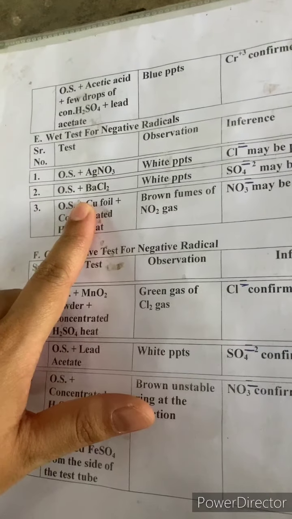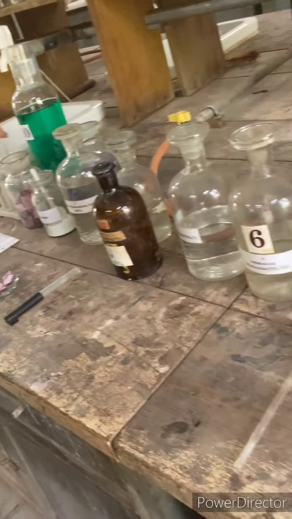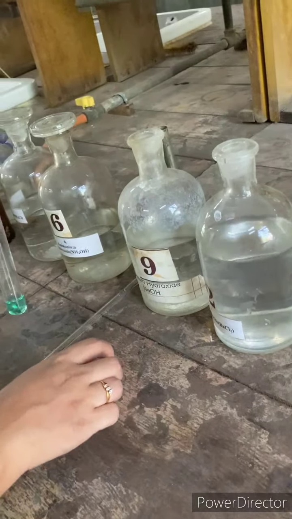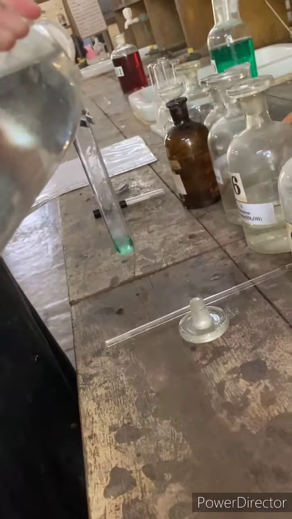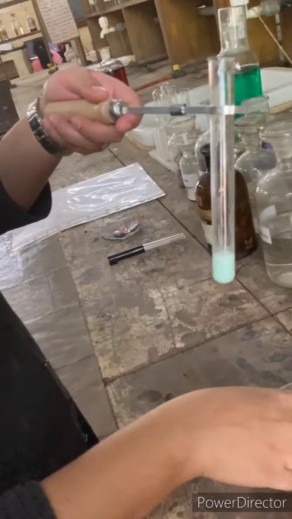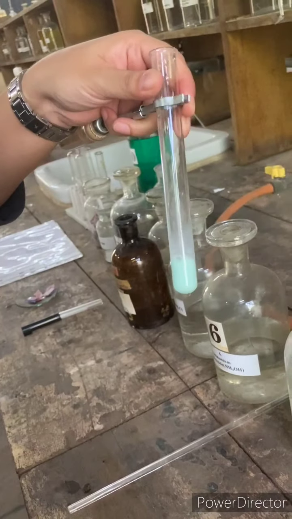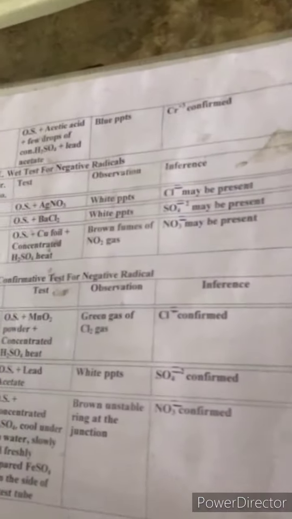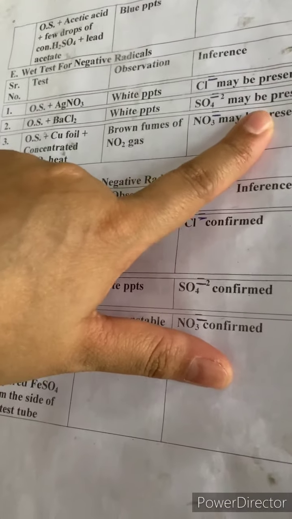So we will go for the second test, OS plus barium chloride. We will take OS plus barium chloride, and there is formation of white precipitates, which shows the presence of sulfate ion in the original solution.